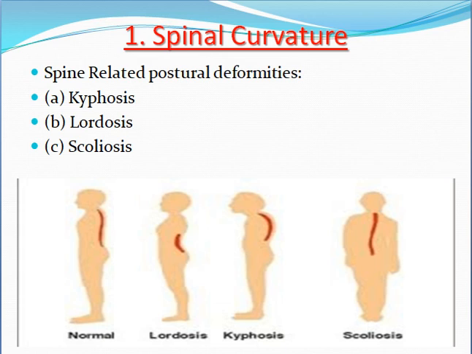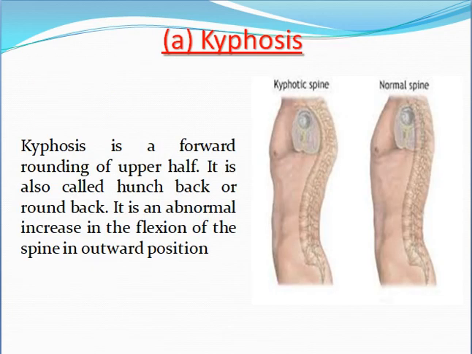Spinal curvature means the postural deformities which are related to our spinal cord or our backbone, we can say. There are three types of spinal curvature, which are kyphosis, lordosis, and scoliosis. So the first is kyphosis. Kyphosis is a forward rounding or upper half postural deformity. It is also called hunchback or round back.